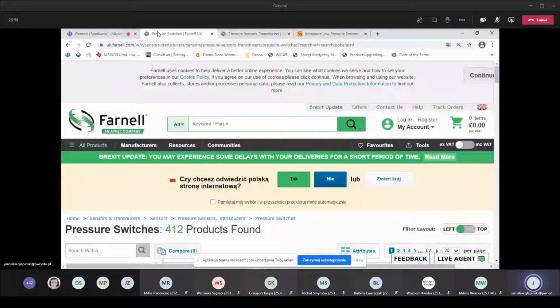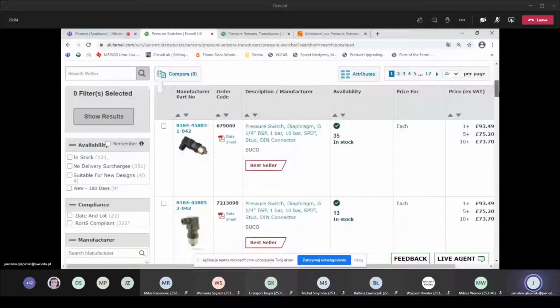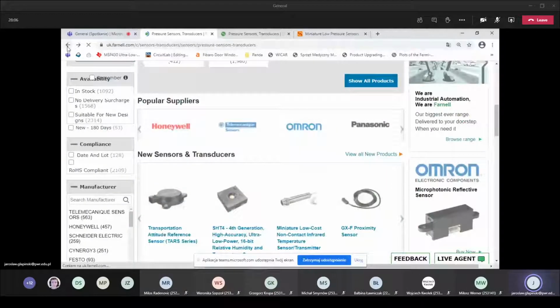Can you see the Farner catalog? Yes, we can.